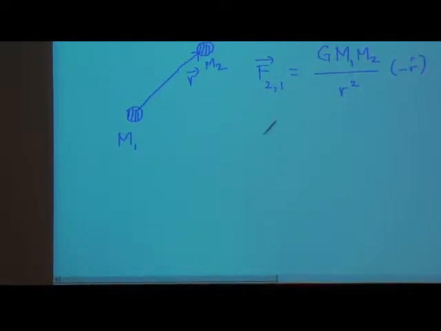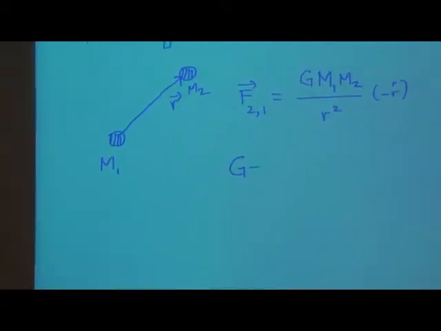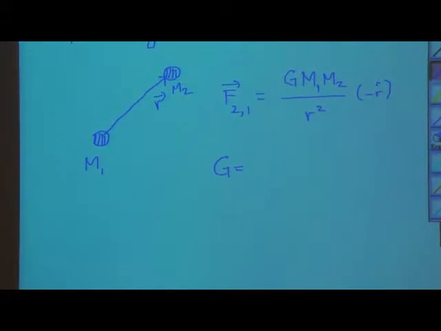Now, here the gravitational constant, G, is a universal gravitational constant. It's 6.67 times 10 to the minus 11 meter cubed second squared and kilogram minus 1. Meter cubed over second squared over kilograms.